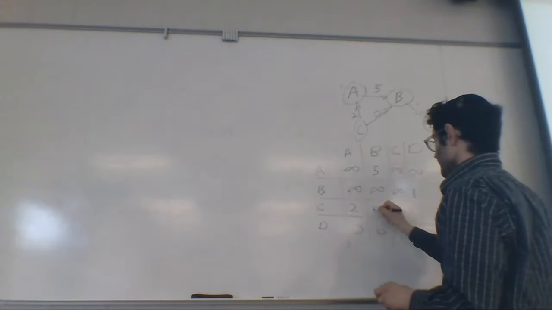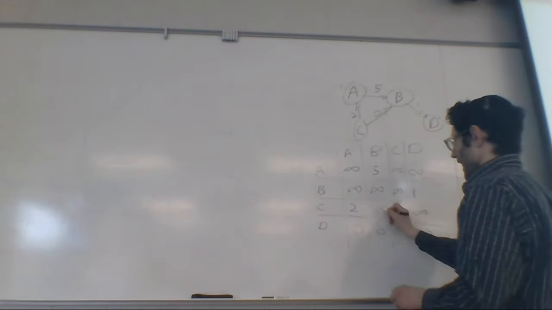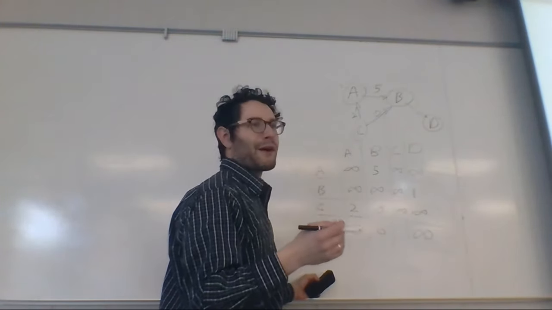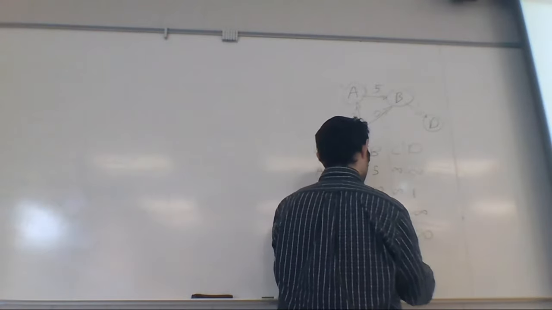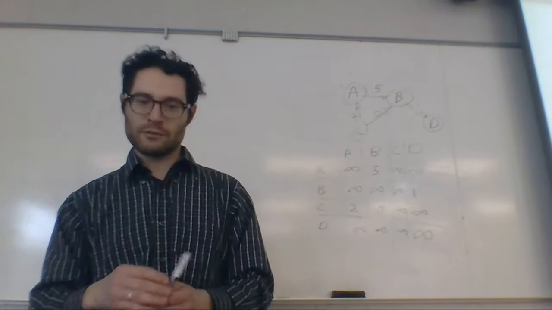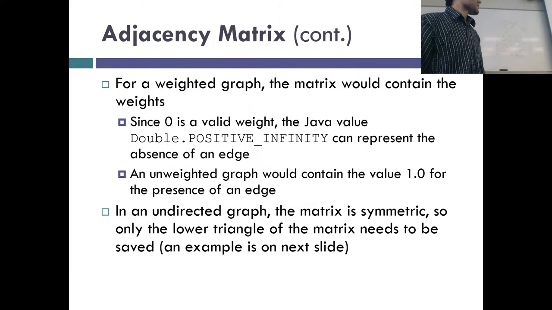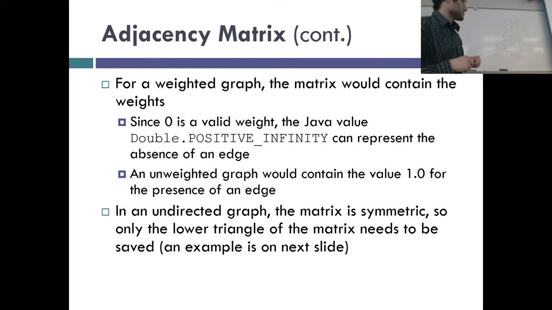It works better than having to do a bunch of null checks. And it indicates to the user basically the same kind of information, which is that, sure, you can get from C to D directly, but the amount of effort it will take to get there is infinite. You can't really get there because you can't pay enough. So that's the way we would do adjacency matrices: ones or zeros if we use an unweighted graph, and in a weighted graph, we would use positive infinity for the absence of an edge, and otherwise the value of the weight.